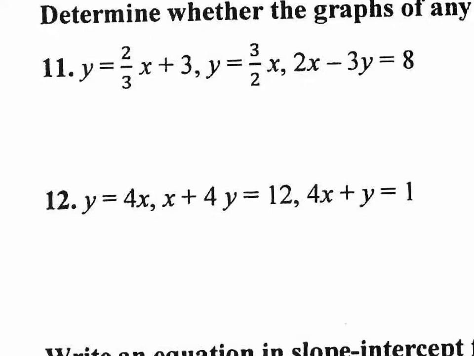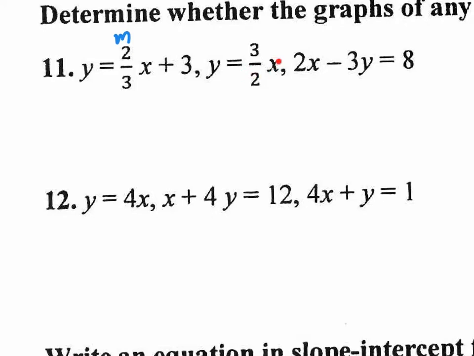Number 11. Okay, so we have 3 lines right here. In order to determine if they're parallel or perpendicular, you have to check the slopes. Could you check the slope of this first equation? What is the slope of this first equation? 2/3, because it's in slope-intercept form, so the slope is 2/3.